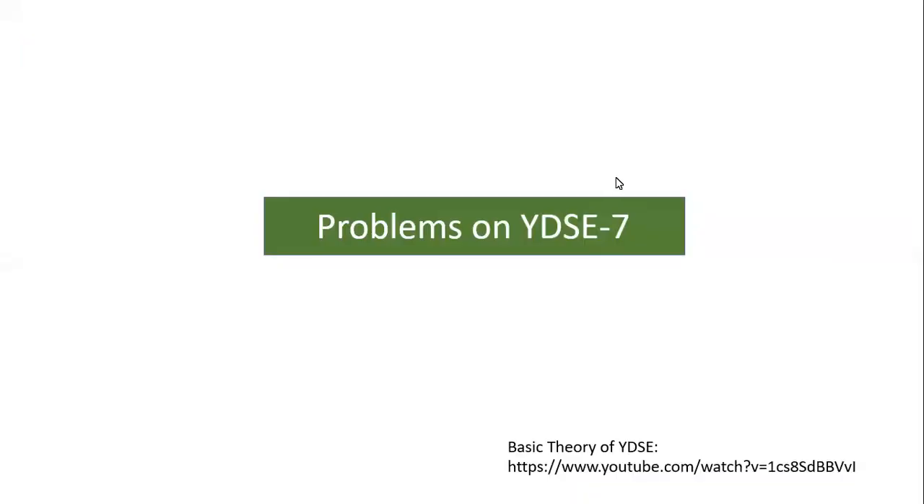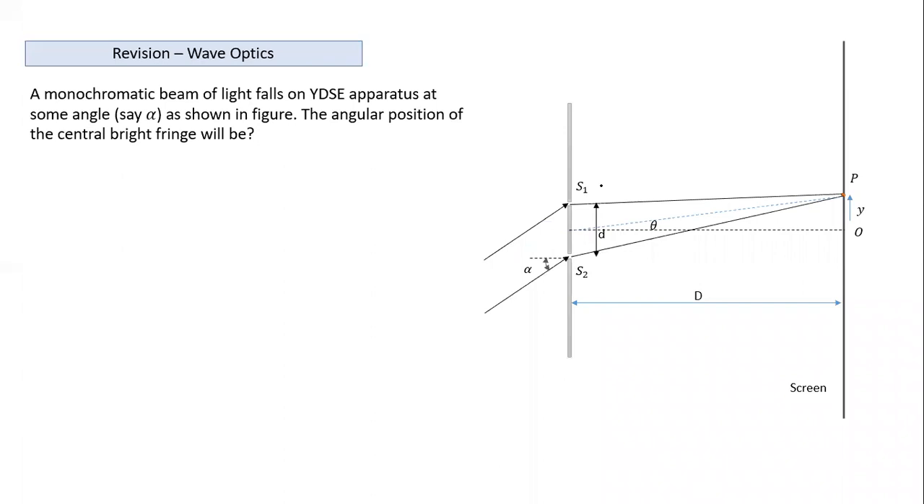Problem number 7 on YDSE. This is also a slight variation of a standard setup. This is a monochromatic beam. Rest all is a standard YDSE apparatus, but the beam is not falling normally. It is incident at angle alpha to the normal. So if you draw a plane containing the slits, it is at angle alpha here. What we need to find is the angular position of the central bright fringe.